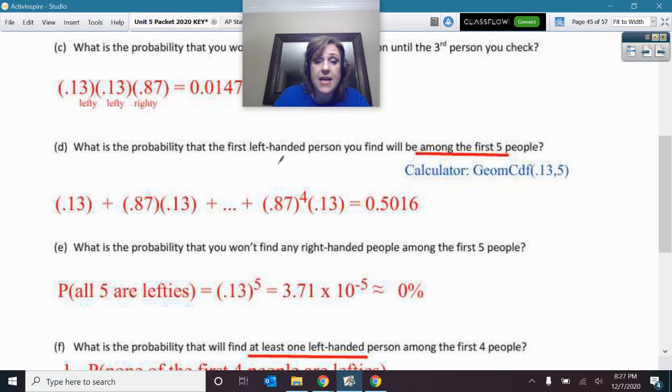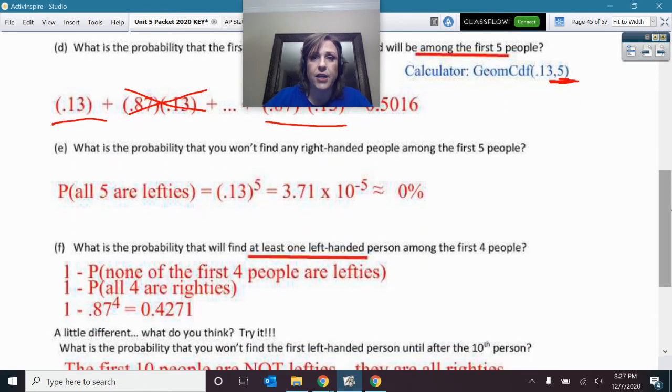So here is one where we want to find that first left-handed person. So left is our success among those five. So the first, and then you don't have to put that second term in there, but you have to have that first term up to the fifth term being the first success. Now, calculator wise, that could have been accumulation of 0.13 being anywhere up to and including that fifth spot.